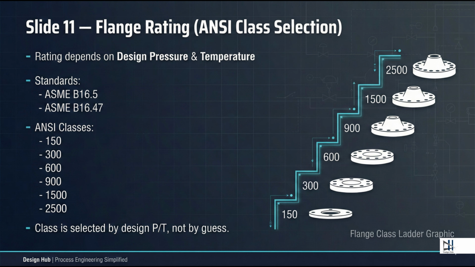First, understand what the class actually means. Class 150, 300, 600, 900, 1500, 2500 do not mean the flange can always take 150 psi or 300 psi. The actual allowable pressure depends on temperature and material group. So as temperature increases, the allowable pressure for the same class generally decreases. This is why we always say, flange class is a function of design pressure and design temperature.